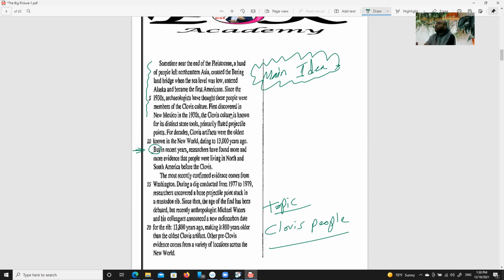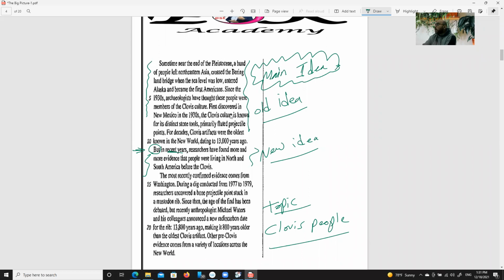Because what is before the word but is the old idea. So this is people thought that. It was thought that. But now we have something new. In recent years, researchers have found something. So we care about that. This is the main point. This is the new idea. So I say people thought that, but I'm writing this essay now to convey something new.